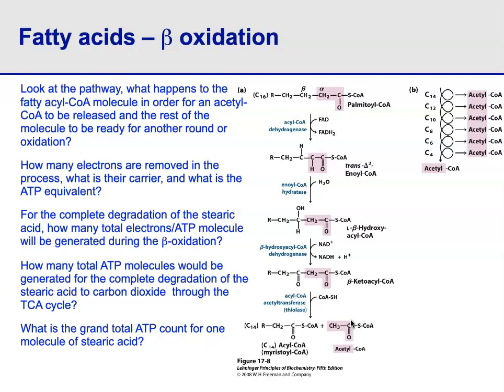So we have 9 acetyl-CoAs, so 9 TCA cycles, total of 90 ATP molecules. And then what is the grand total ATP count for 1 molecule of stearic acid from the moment it enters beta oxidation to the time when it's fully degraded by the TCA cycle to carbon dioxide?